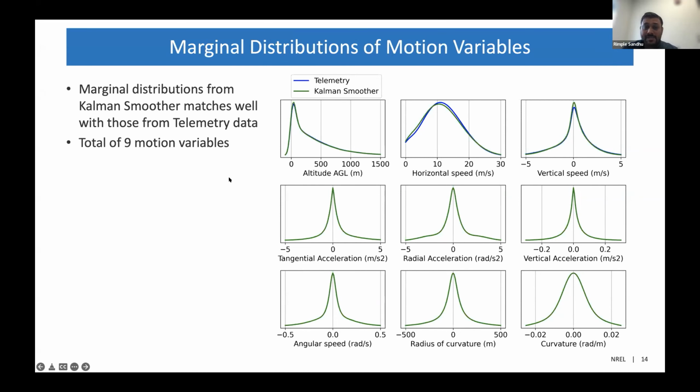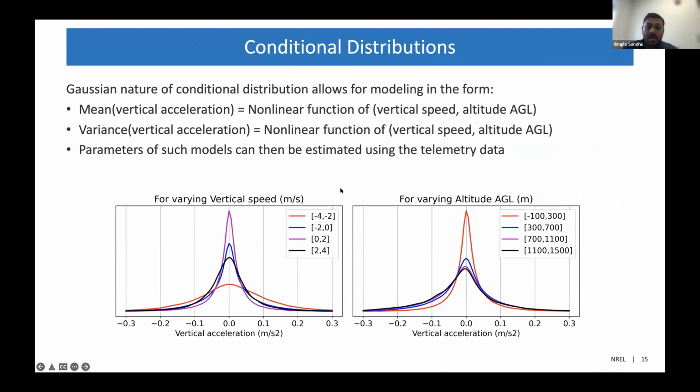So we have these 9 motion variables that we're going to use to build a movement model. And we take a route of conditional distribution. So we want to know how the mean of one parameter varies with the mean and variance of the other parameters. So for example, I'm just looking at 3 motion parameters here: vertical acceleration, vertical speed, and altitude above ground level. We're saying the mean of vertical acceleration is a nonlinear function of vertical speed and altitude above ground level. And we can see it from these conditional distributions.